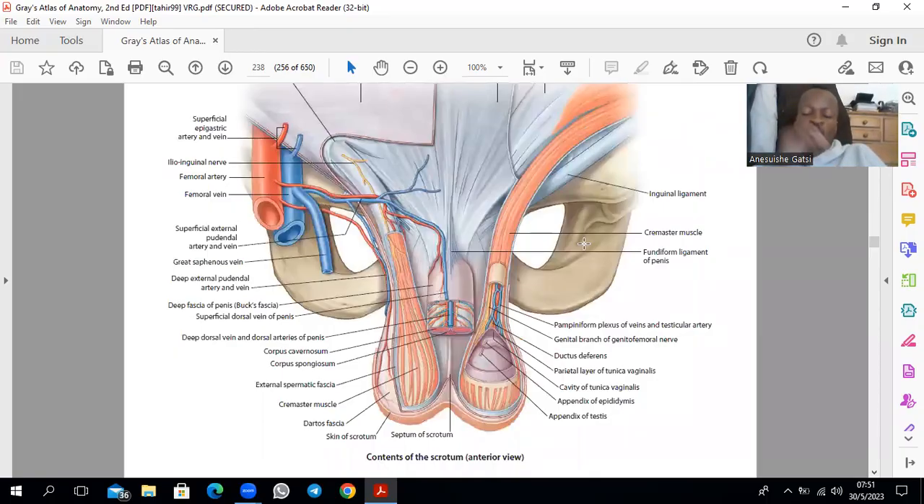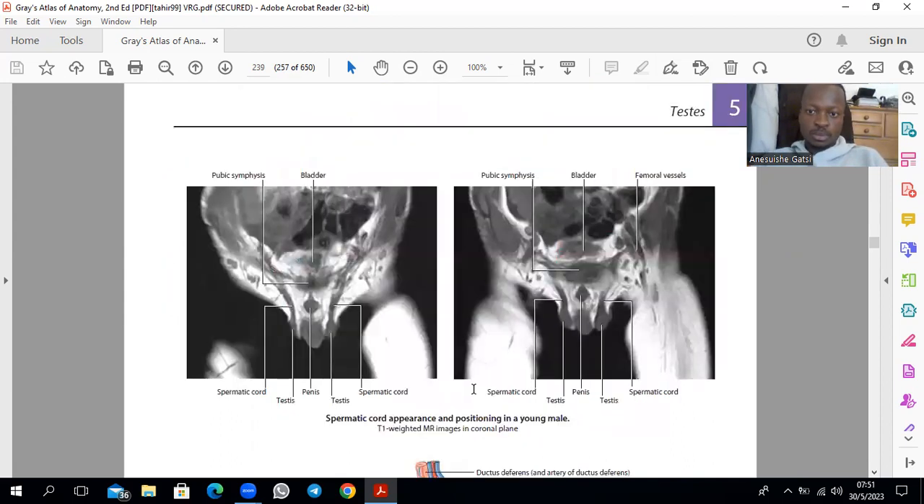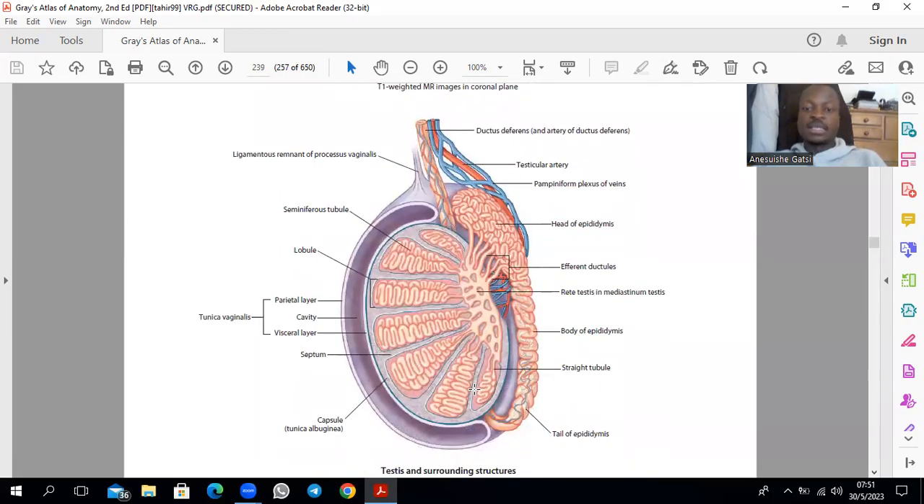Then scrotum, I won't dwell much on it, but it has the same layers as the anterior abdominal wall. Testes, that's more of the histology, where you say that you divide your testes into about 250 pyramidal shaped compartments, and each compartment will have about 1 to 3 lobules, and those lobules will have seminiferous tubules, and so on.